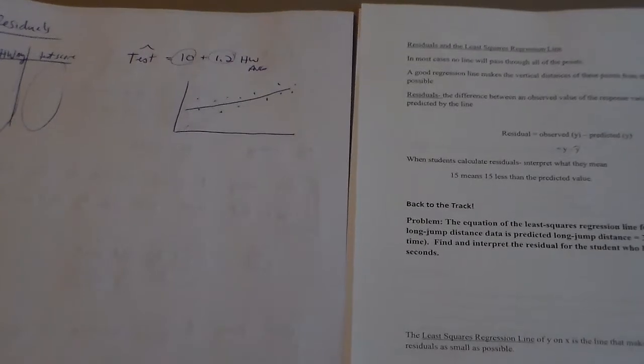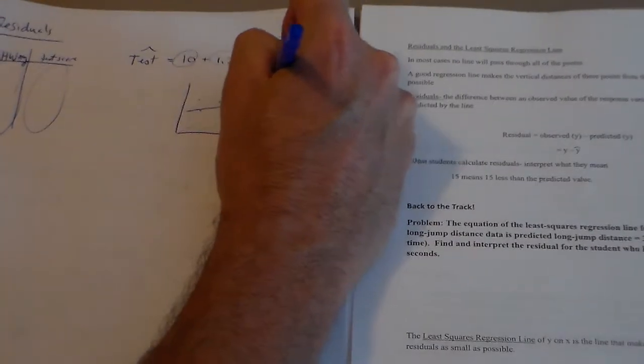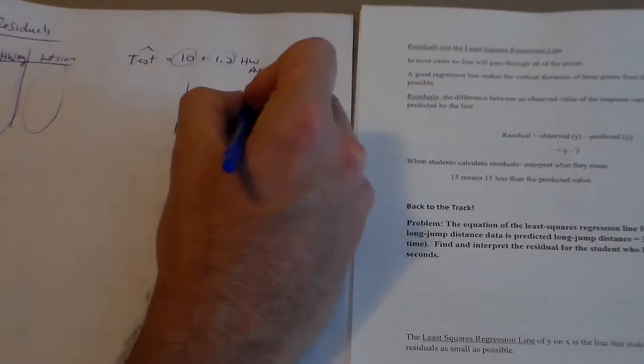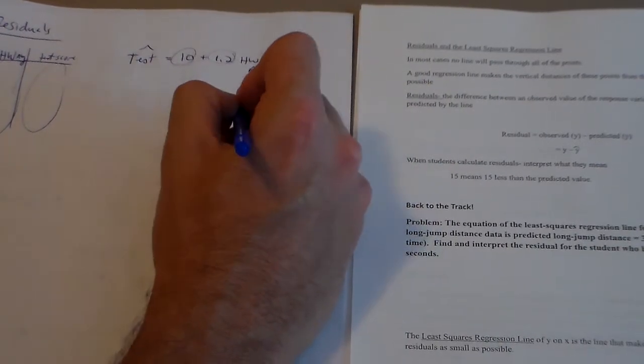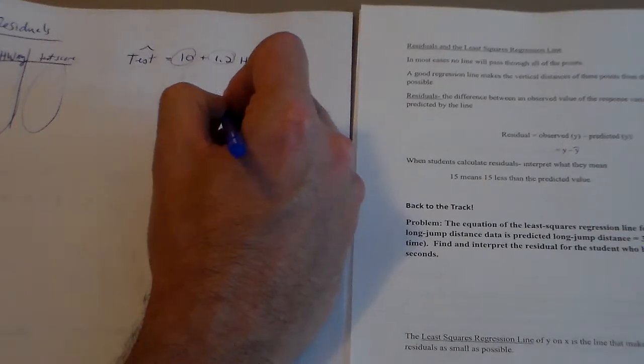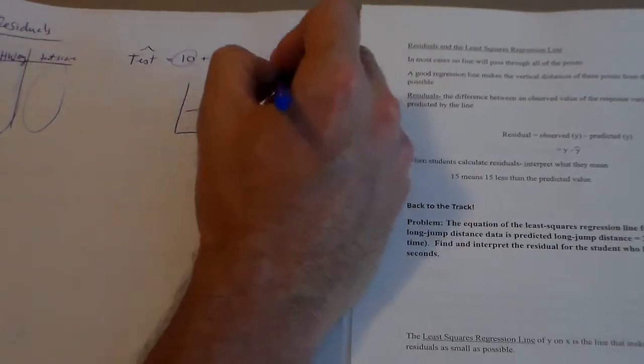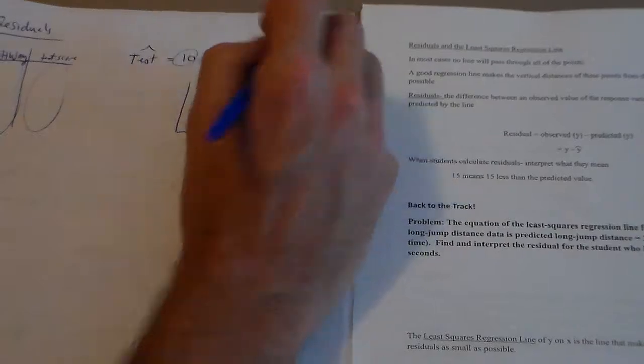Now, a residual is the part that the line misses for its prediction. So if I look at this point, and this point, and this point, they have all these little vertical distances between the point and the line, okay? And those vertical distances are called residuals. That is a residual.